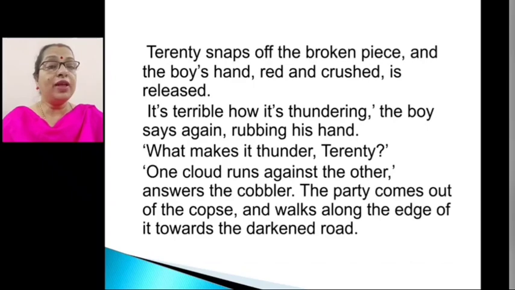Terenti breaks off the broken piece and the boy's hand is released. His hand becomes red, but he is not worried. He again asks about thunder. He asks Terenti, "What makes it thunder?" Terenti has an answer for everything. What does he say? He says, "One cloud runs against the other." So it dashes and then it thunders.